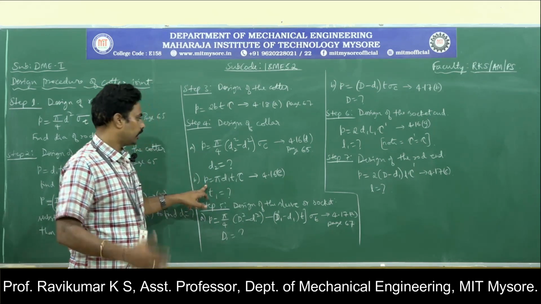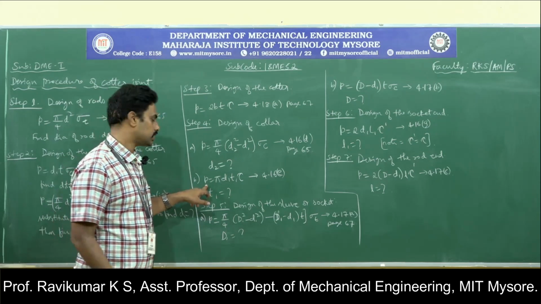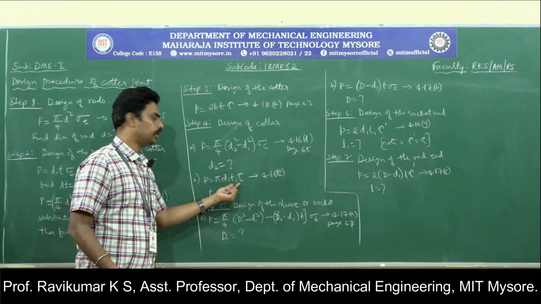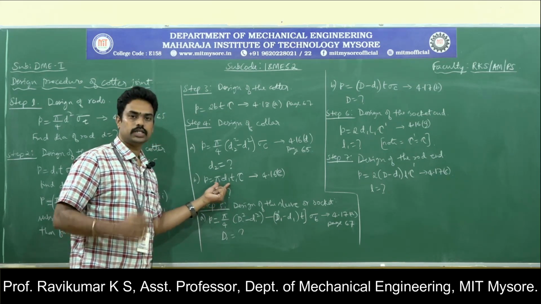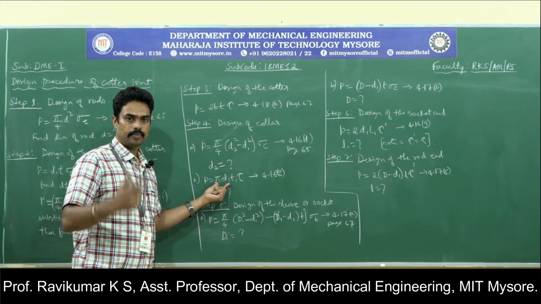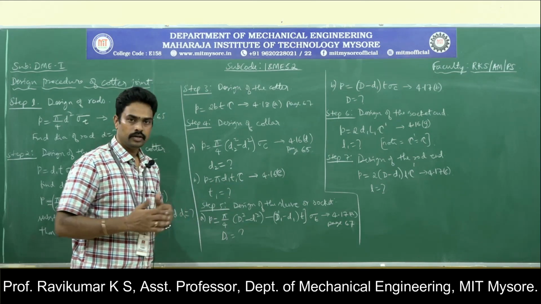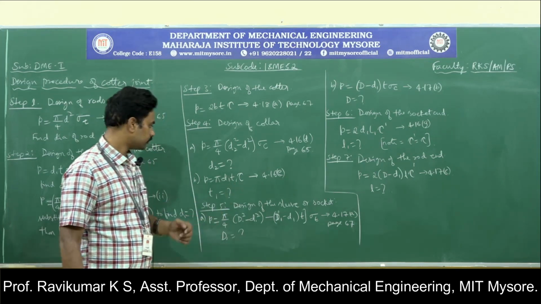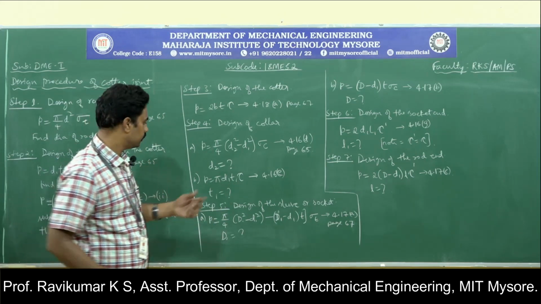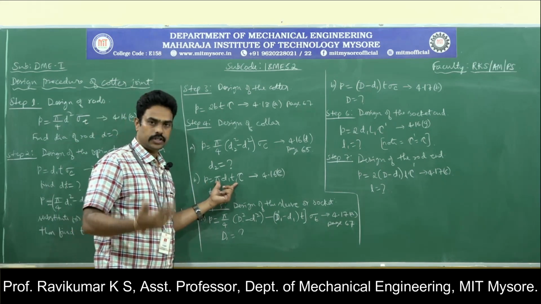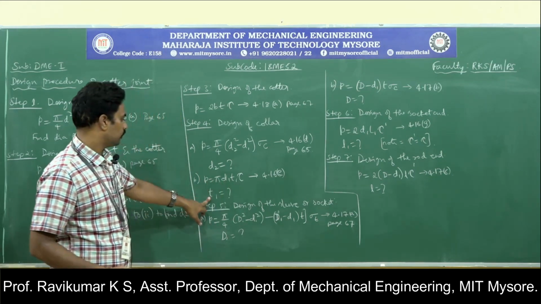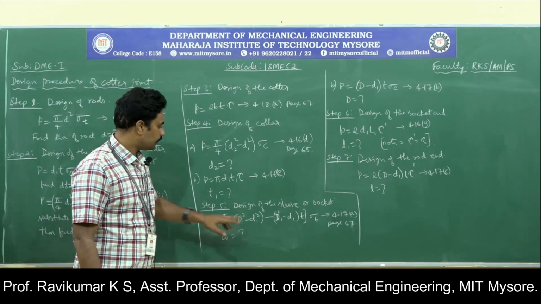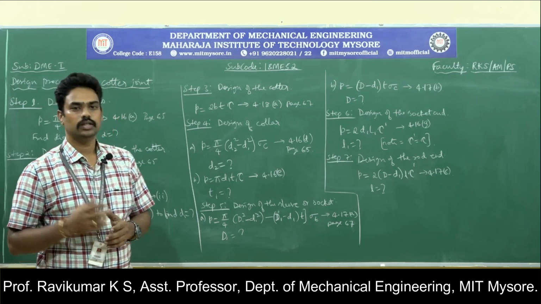Then again that collar will be subjected to shear stress. For that, this will be the area of shear, pi into D1 into T. Here pi into D1 is the circumference, pi d is the circumference multiplied by the thickness or multiplied by the length, you will get the area of shear. From this you can calculate T1. Then in step 5, design of the sleeve or the socket.